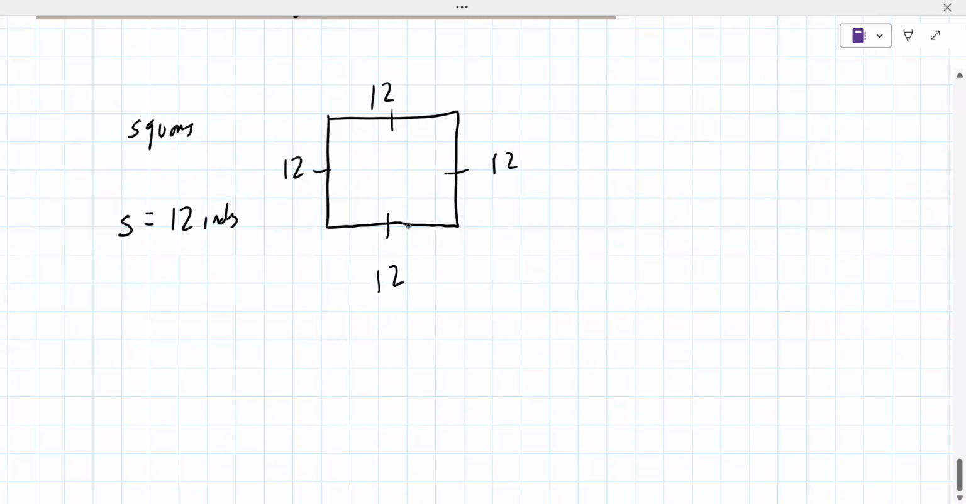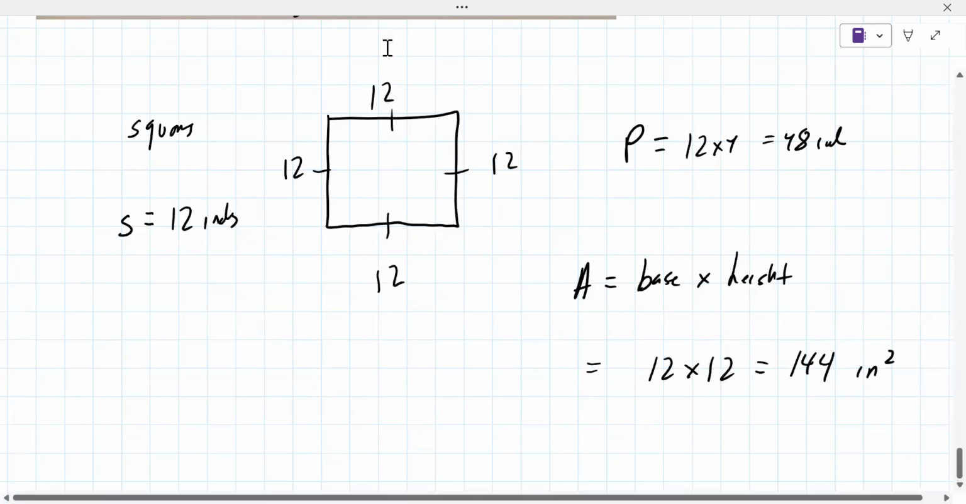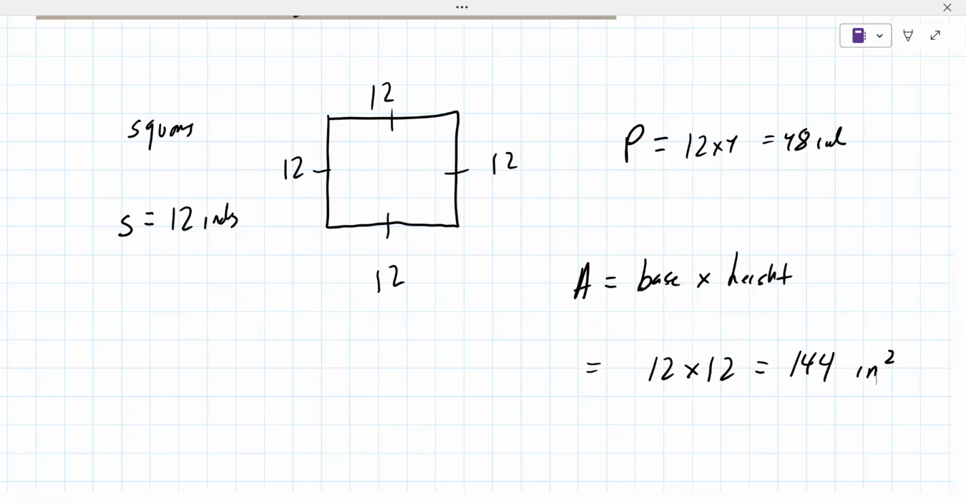Is that okay so far? All sides on a square will always be the same. So it would just be 12 times 4. Right, so you can either add them all up or do 12 times 4, which is 48 inches. The area though is slightly different. It's base times height. There is no division by 2. So it's 12 times 12, which is 144 inches squared. Squares are always the same.